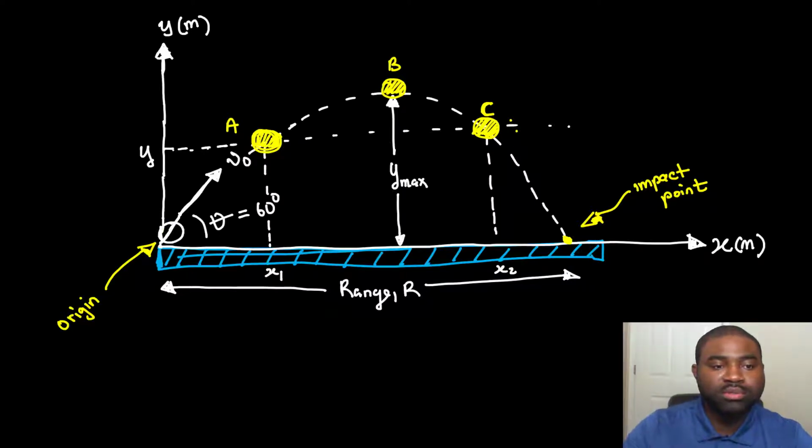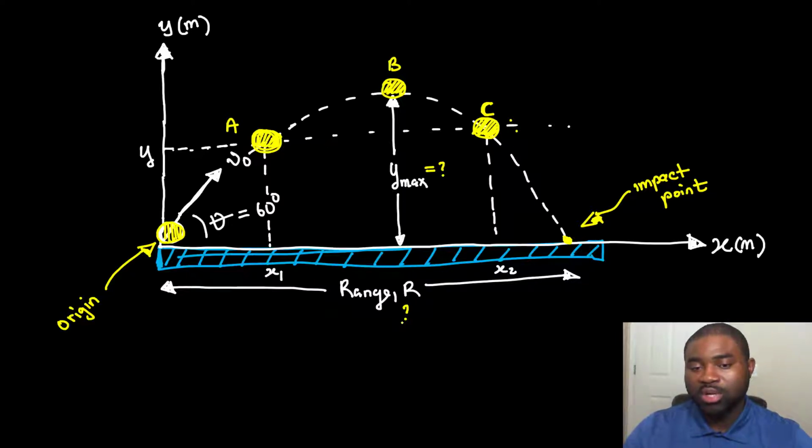So a ball, the cannonball, is launched with an initial speed v0 at an angle of theta, which is equal to 60 degrees. Now we are required to calculate the maximum height. We don't know the maximum height, and we are required to calculate the range.